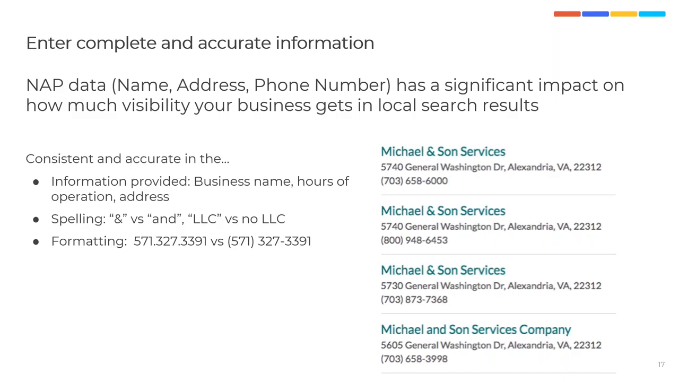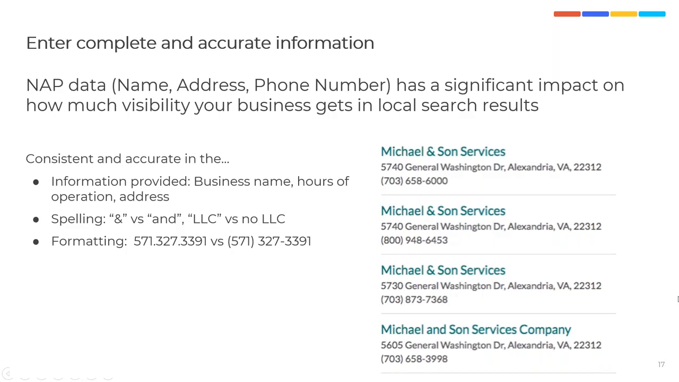Keep in mind, Google, in a sense, is just a big computer and takes things literally. So having things like an ampersand versus AND, LLC versus no LLC, periods as opposed to parentheses in your listings, those things matter, and you need to maintain consistency across your brand and across your online presence. Google very well may think Michael AND Sons is different from Michael ampersand Sons.